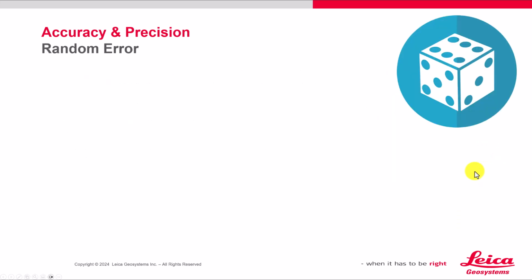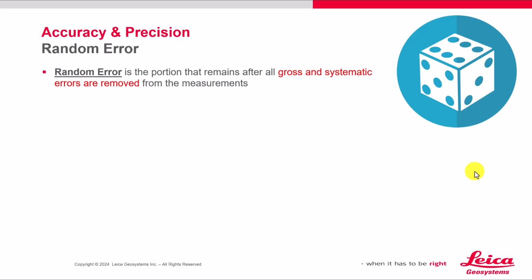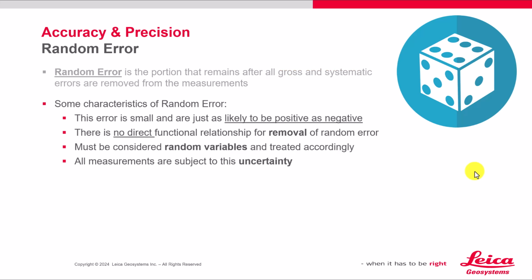A random error, nothing we can do about it. It remains, though, after you remove the gross and systematic errors. Some characteristics are that the error is typically small, and you're just as likely to have a positive or a negative value, and that's one reason why the sum of them equals 0 or close to it. There's no direct functional relationship, so removal of it is impossible. We can just procedurally and statistically deal with it. It must be considered random, and all measurements are subject to this uncertainty.